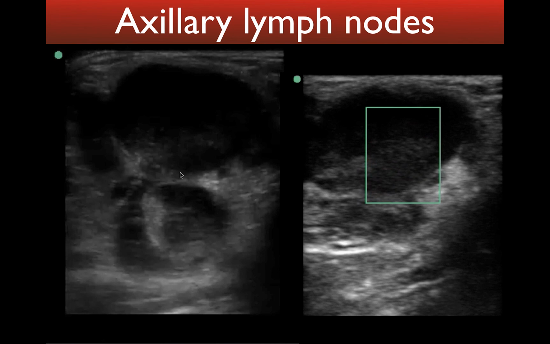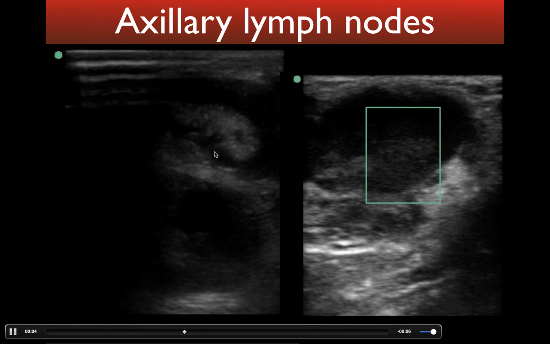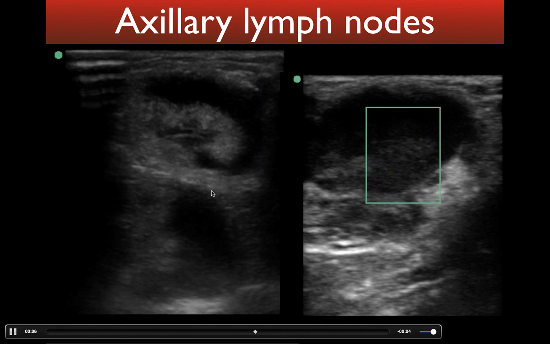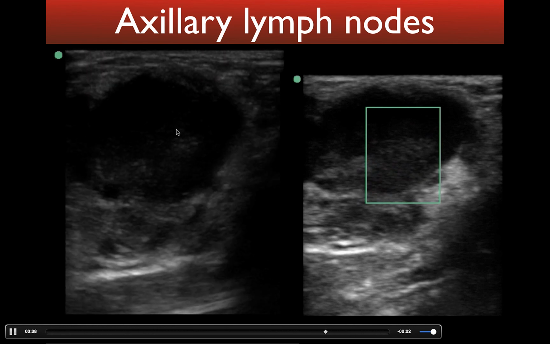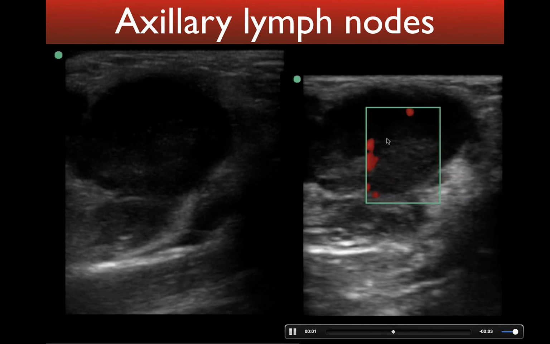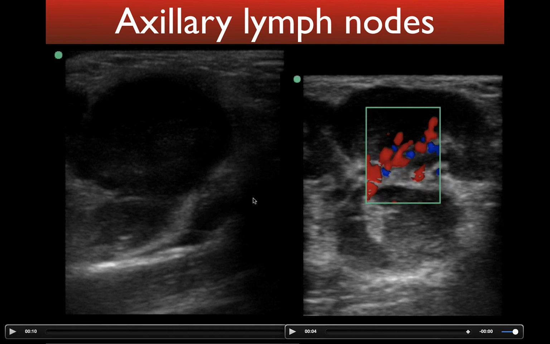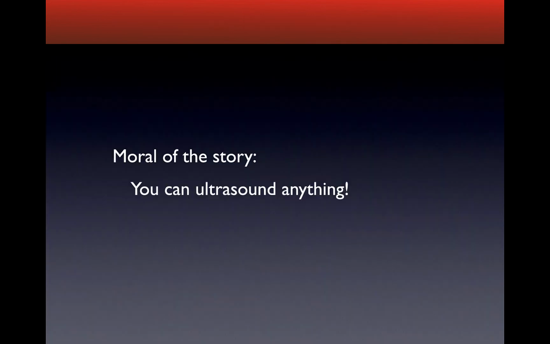Sometimes when these get inflamed, it's fairly hard to tell that they're not just a big abscess with a complex center. You can always use compression on them to see if that complex center moves around. But the other thing you can do is just throw color on them. If that patient has an inflamed or an infected lymph node, then their color flow should be fairly obvious when you put that color Doppler on.